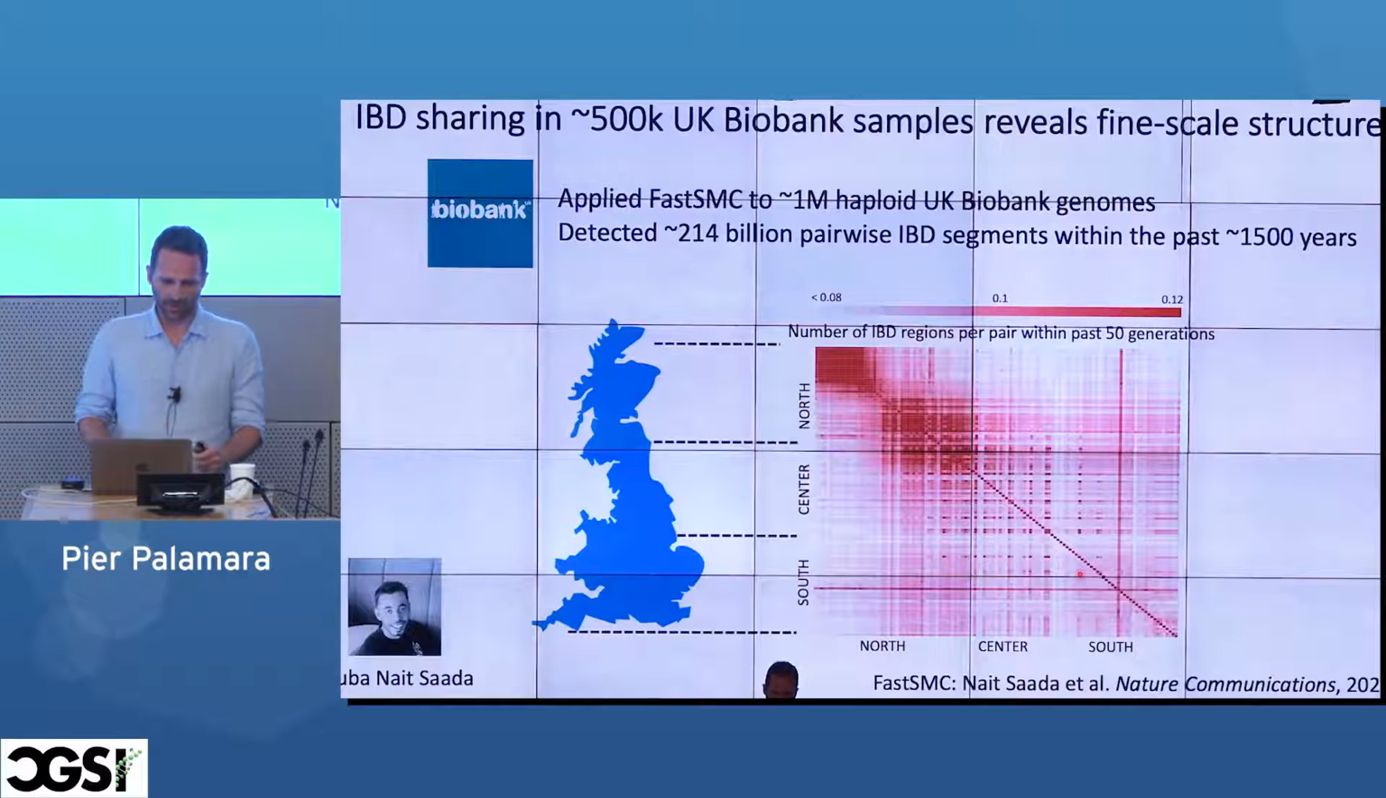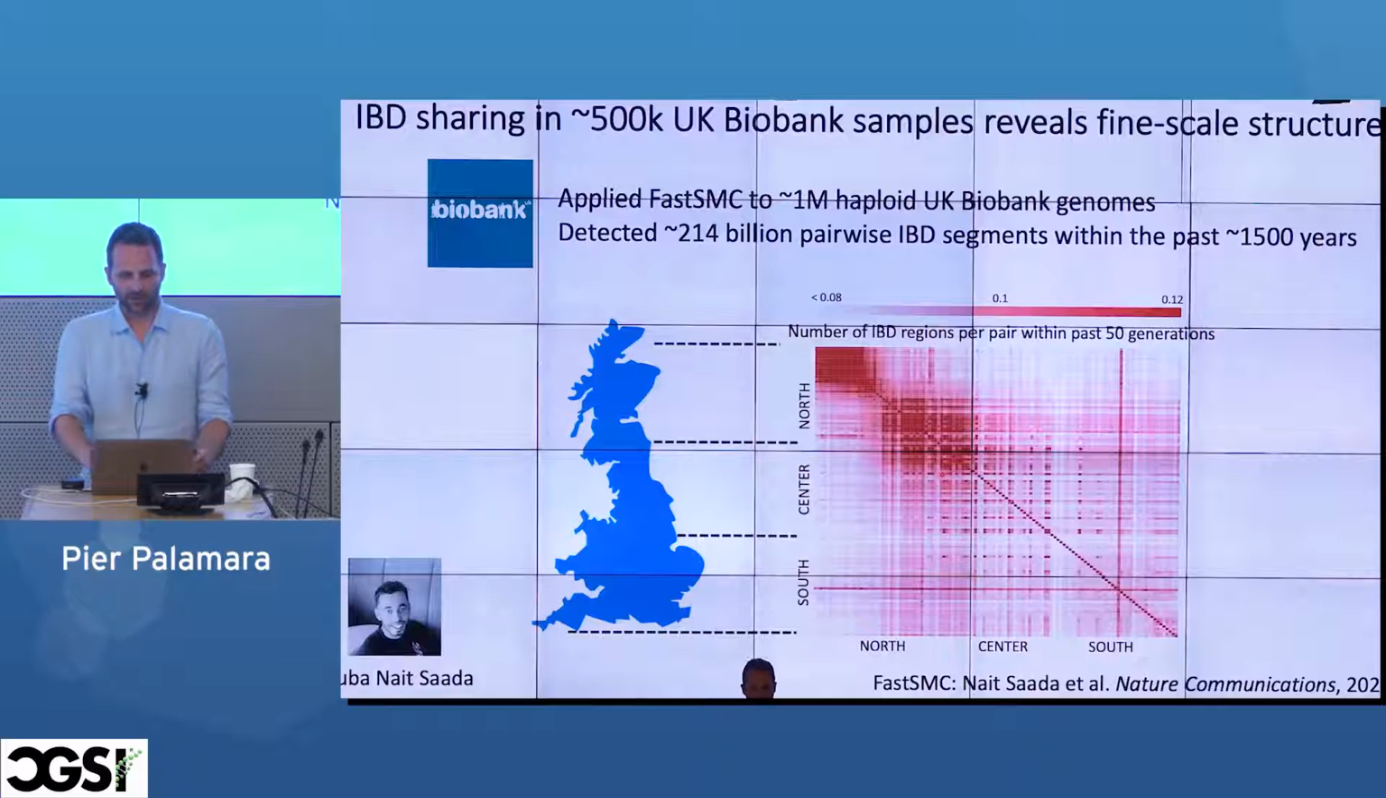And so if you do this in the UK, this is now data for about 1 million haploid genomes in the UK Biobank, so SNP data. We ran something very close to this approach, skipping some details, and we detected a few hundreds of billions of segments. These are ancestors in the past 1,500 years that these pairs of individuals are not aware of having.